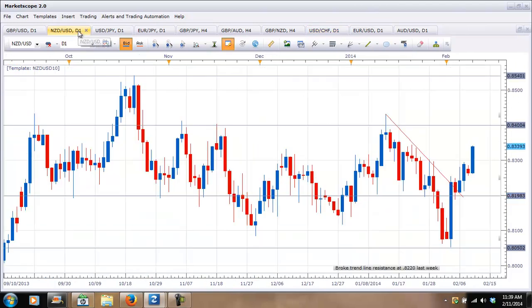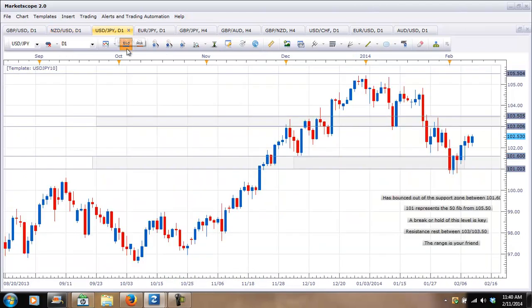Let's go to the rest of the majors. New Zealand USD, nice higher, broke that trend line, to keep pushing. 84.40 would be the target in that cross, and the USD JPY.